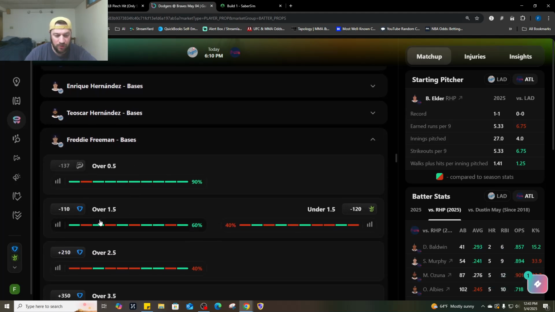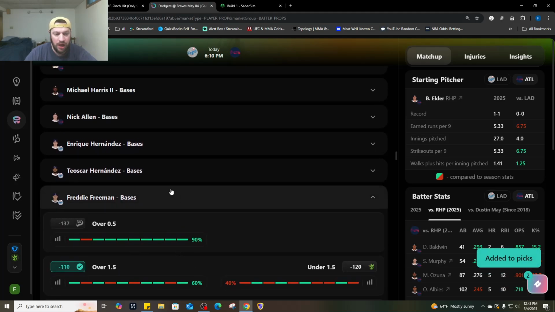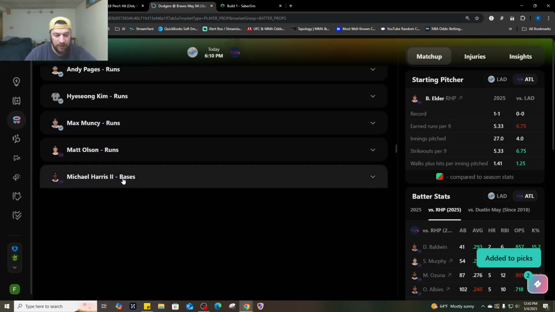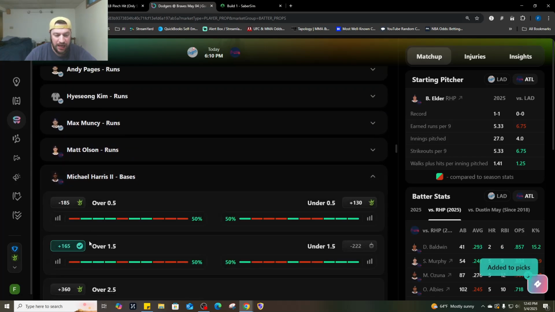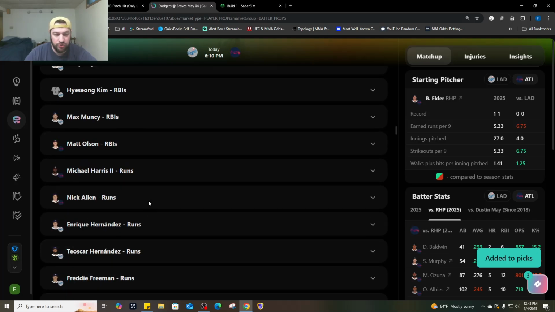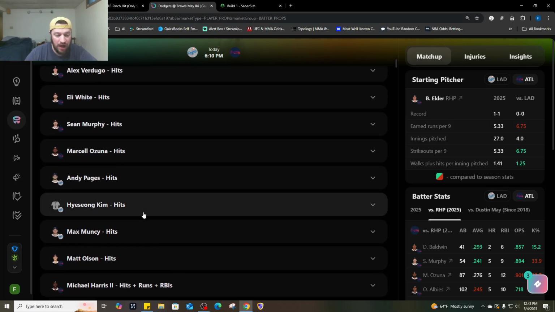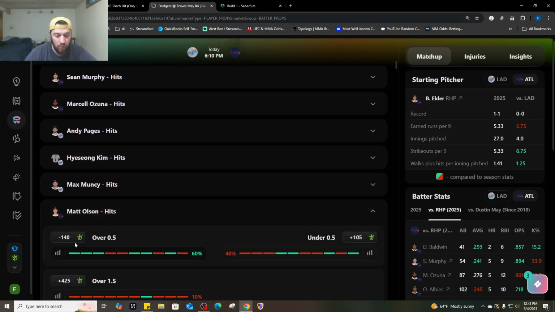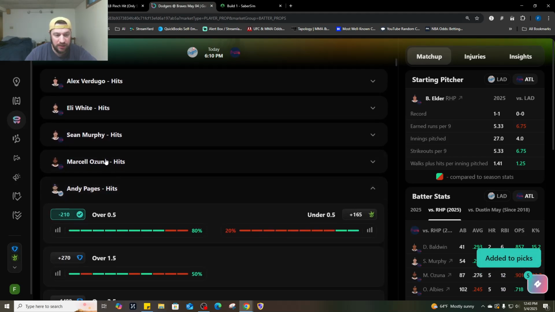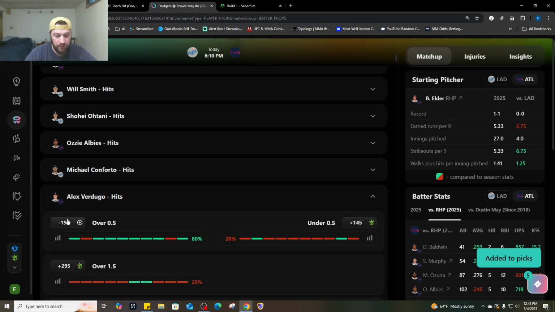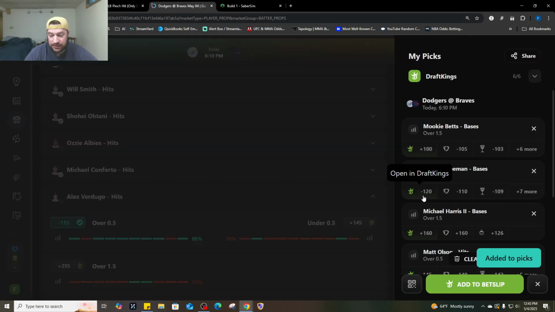I think Freddie Freeman, I'm going to go 2+ bases as well. Michael Harris, I'm going to go 2+ bases as well there. Then if I were to do just hits in general, we're looking at hits. I would look at Matt Olson for 1+ hit. I would look at Andy Pages for 1+ hit. Alex Verdugo for 1+ hit. So that would be a 6-pick same game parlay.